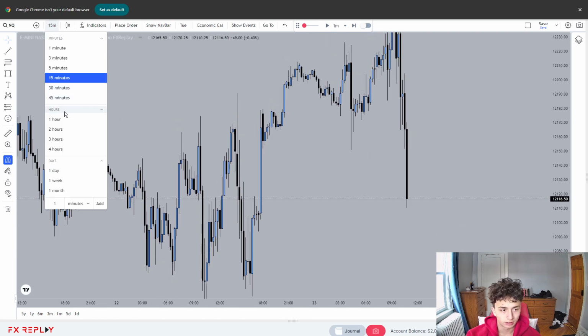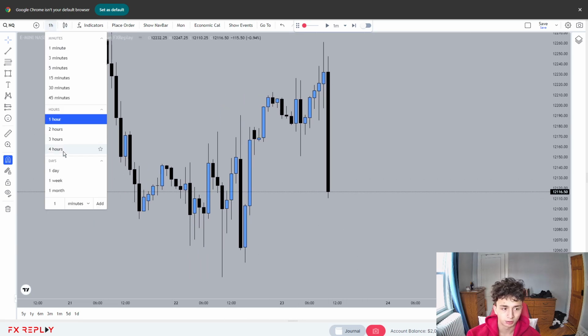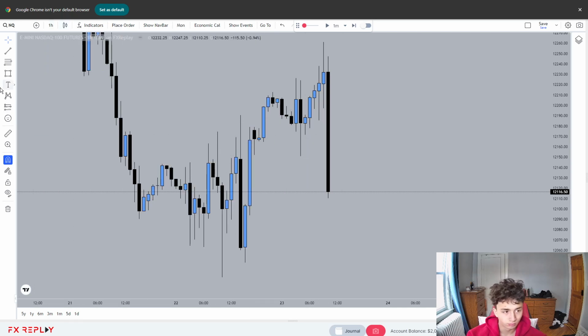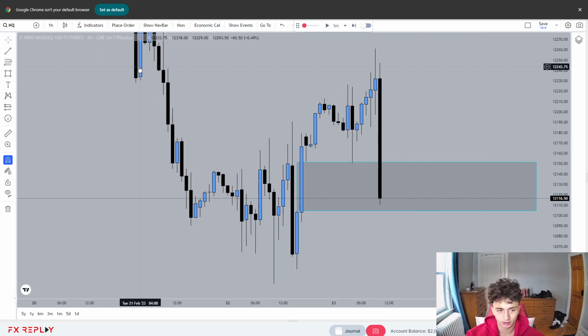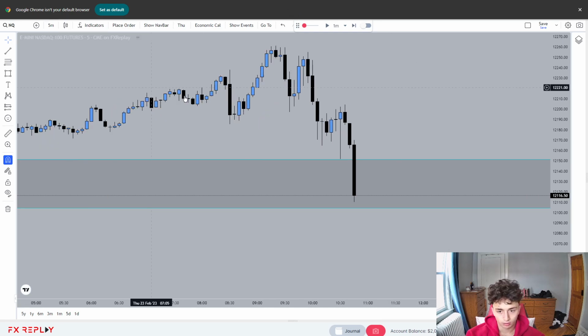Alright, now this is probably a 1 hour imbalance, yeah. Honestly, can this be a 4 hour? No, okay. So 1 hour imbalance right here. And we wouldn't really take this trade because it's at the end of our time. But I just want to see how this looks.